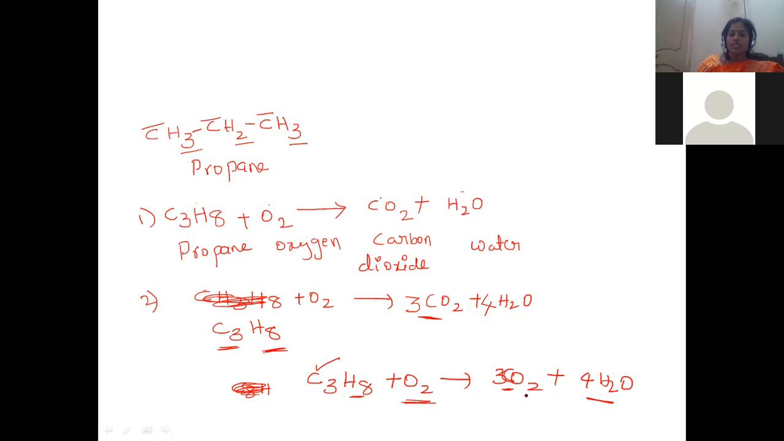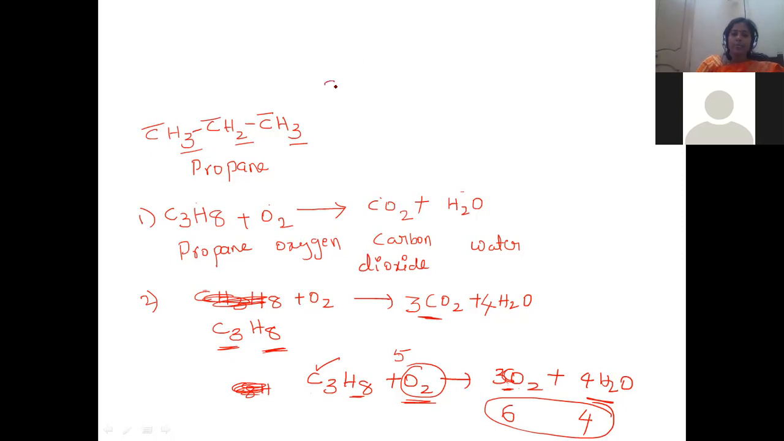Here O2 means 2 oxygens are there. Here 3 times 2 is 6 oxygens. Here 4 oxygens. Total how many oxygens are there? 10 oxygens are there in the products. But in the reactant we have only 2 oxygens. How can we balance 10 oxygens? Here we have to put 5 O2. C3H8 plus 5 O2 gives rise to 3 CO2 plus 4 H2O.